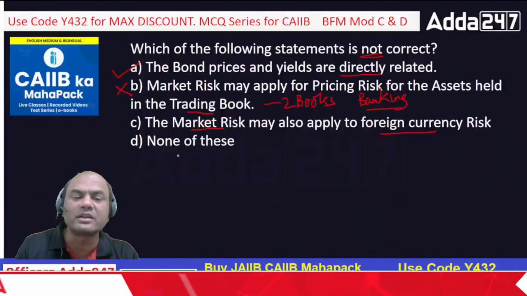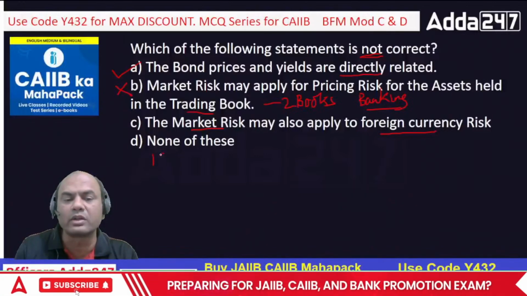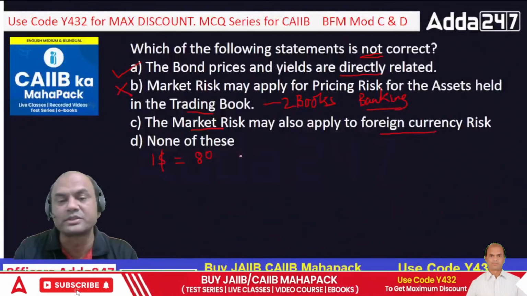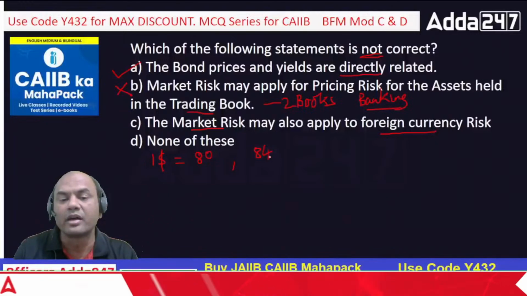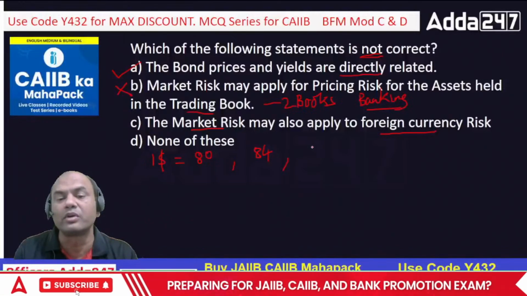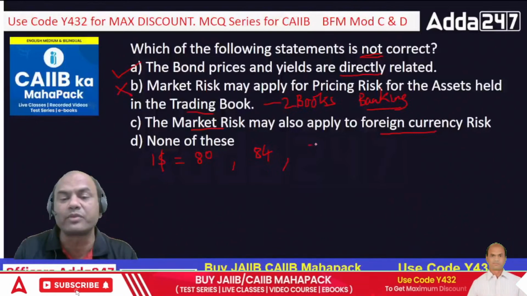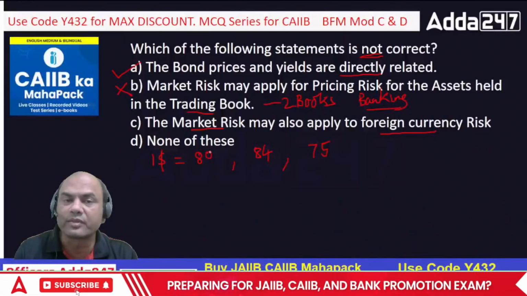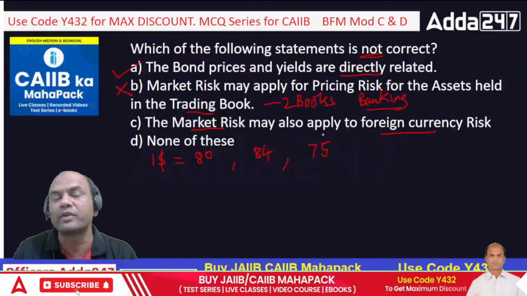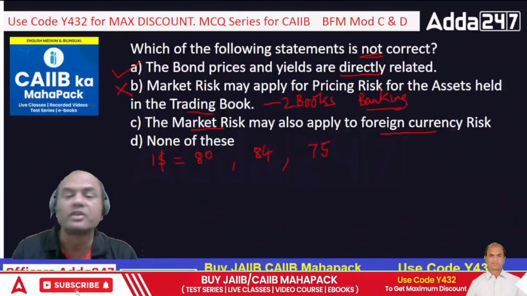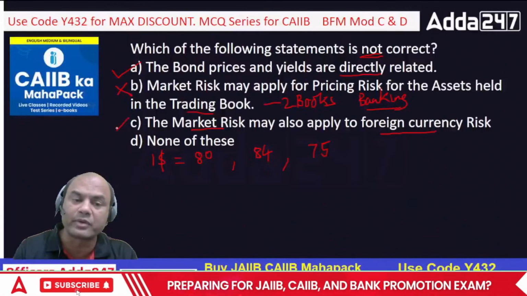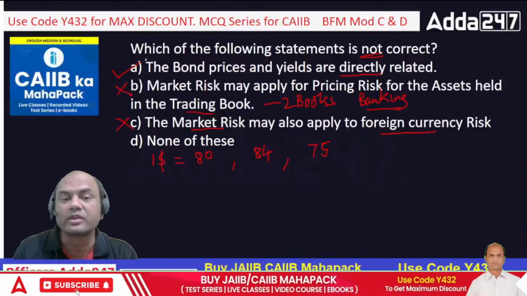Why? Because have you seen the dollar rates? One dollar equals, sometimes it is 80. Then after 6 months you see it has gone to 84. After 6 months you see it has gone to 90 or sometimes 75. So this is the risk. If I bought this dollar for 80, and it goes down to 75, then I am at risk, isn't it? So the market risk may also apply to foreign currency risk. So that is a true part, but we don't want true, we want false. So the answer is only one.